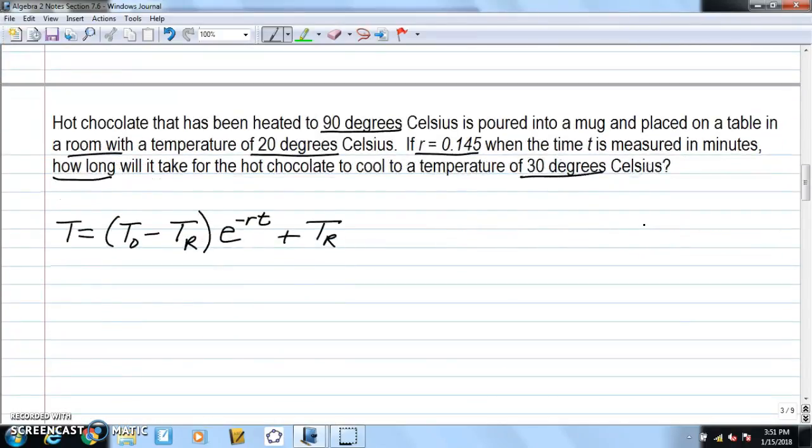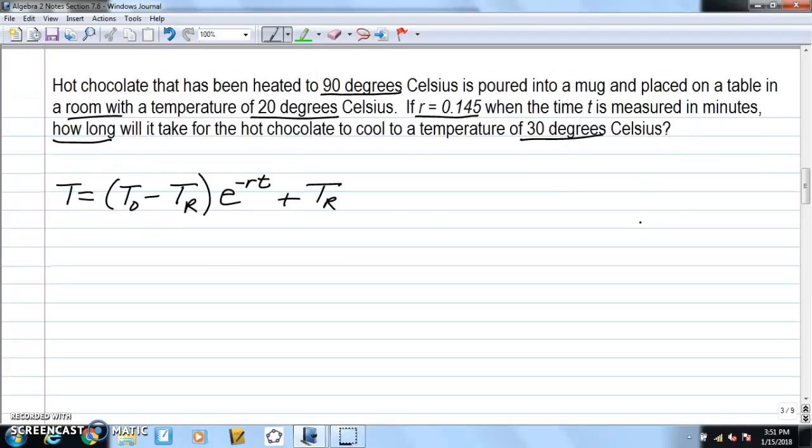So here's my equation. Hot chocolate that has been heated to 90 degrees Celsius is poured into a mug and placed on a table in a room with a temperature of 20 degrees Celsius. If R, that's your rate of cooling, is 0.145, when time t is measured in minutes, how long will it take for the hot chocolate to cool to a temperature of 30 degrees Celsius? Notice that I'm solving for this little t here. This is where logarithms come in handy.